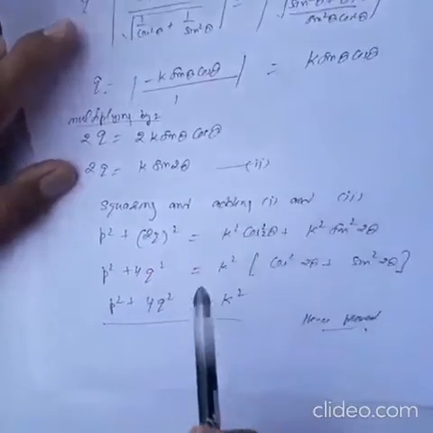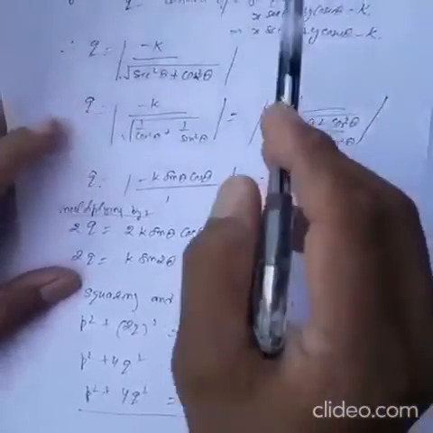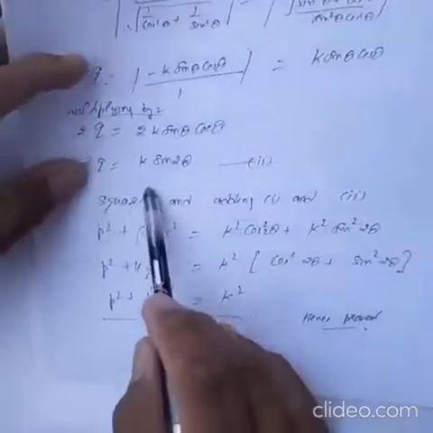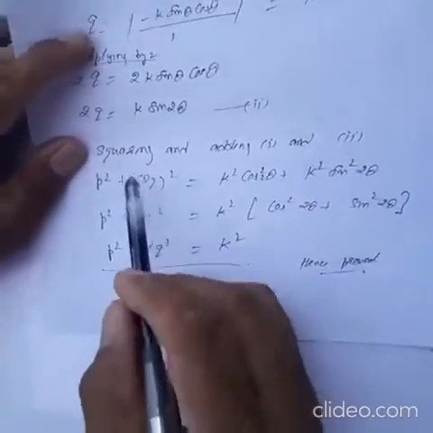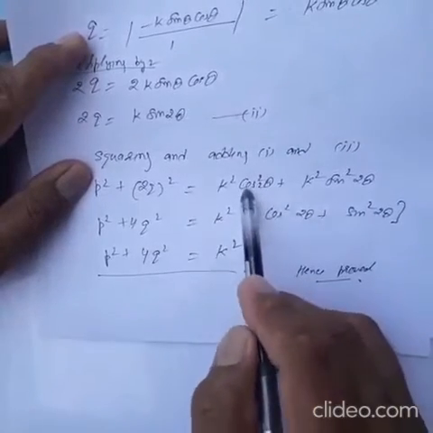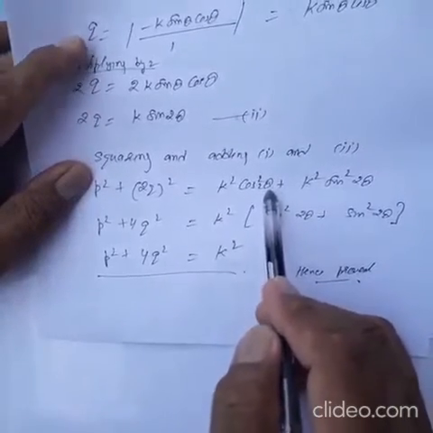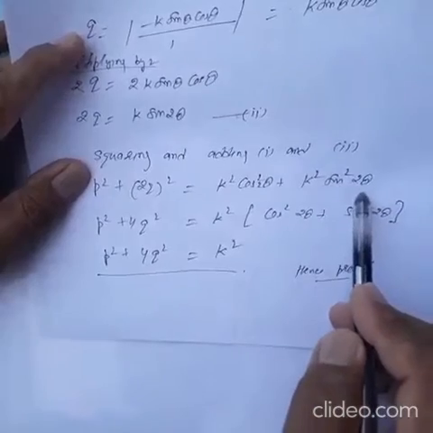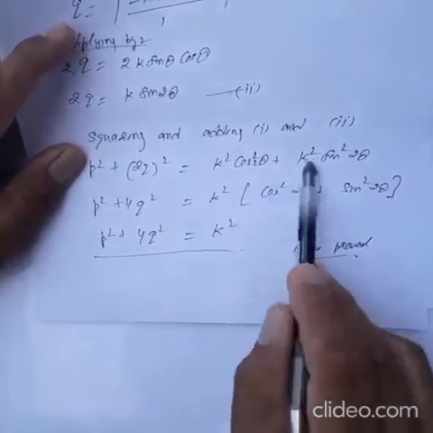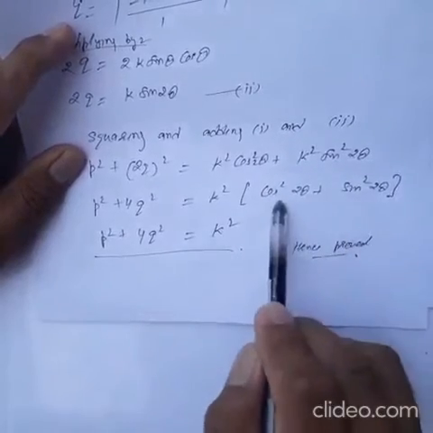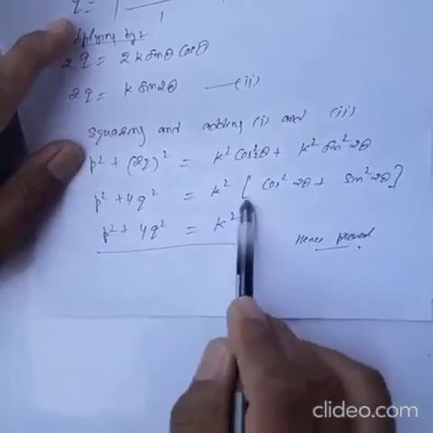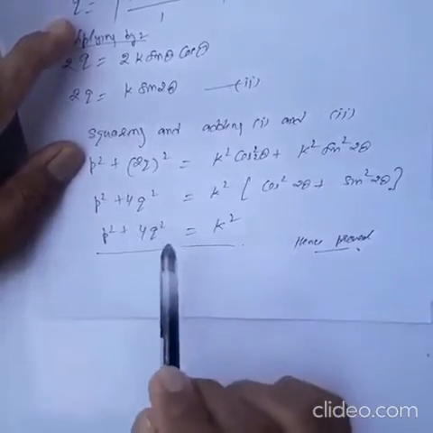Applying the formula, now square the first and second equations and add. The first was the value of p. Squaring and adding, we will have p² + (2q)² = k² cos² 2θ + k² sin² 2θ. If you simplify by taking k² common, this is an identity equal to 1, so we get k². This is the required relation, which is what we had to prove. I hope it is clear.